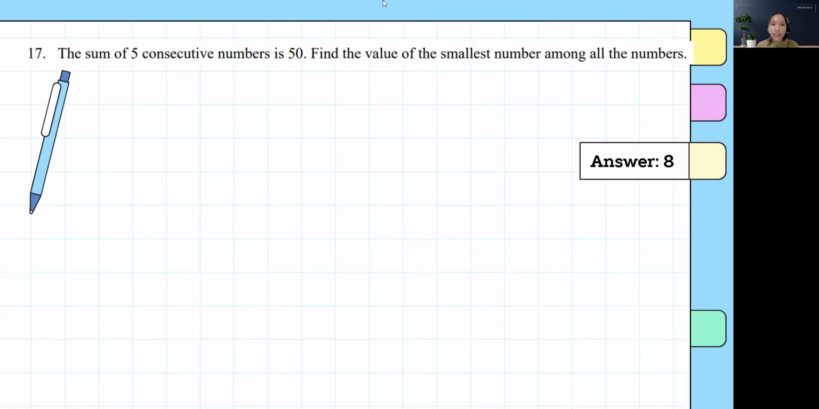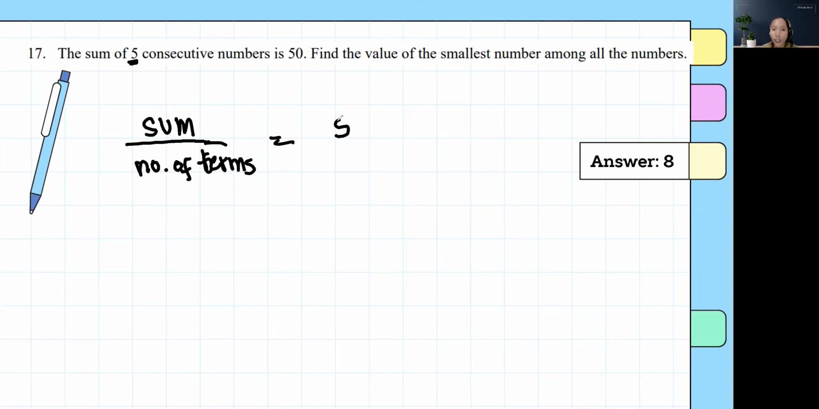The sum of 5 consecutive numbers is 50. Find the value of the smallest number among all the numbers. All right. So what we're going to do here is use the formula. Our formula is the sum. We divide it by the number of terms, or count of numbers. This is letter T. Number of terms, that's 5 numbers, right?